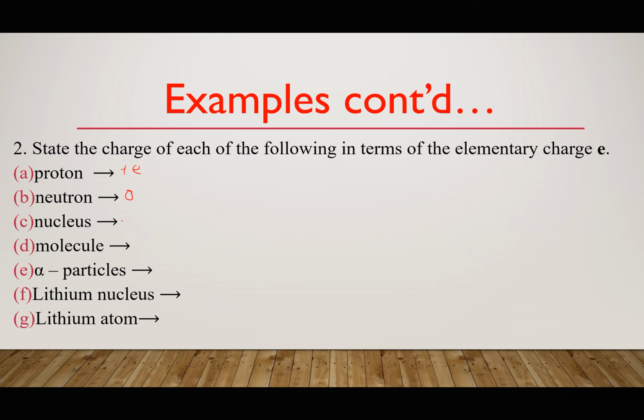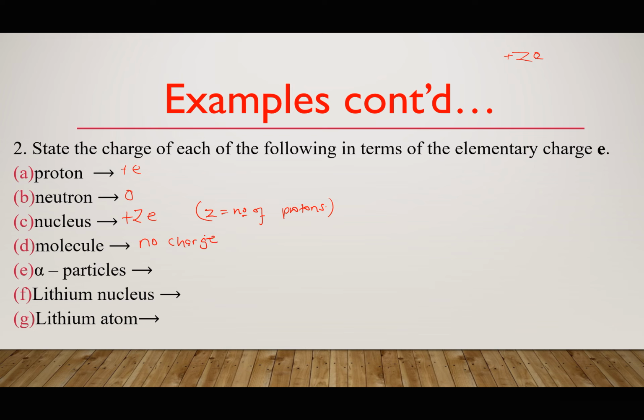Nucleus: a nucleus is made up of several protons. It is the protons which determine the charge of the nucleus, and the protons are positively charged. So it is positive Z times e, where Z equals the number of protons. Then a molecule, of course, has no charge.